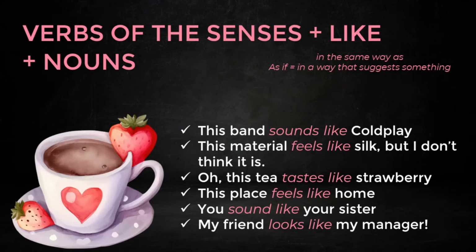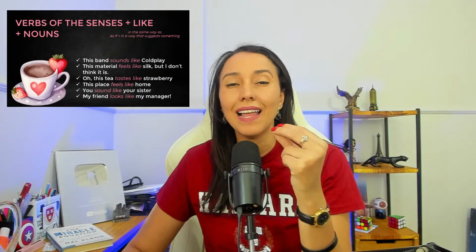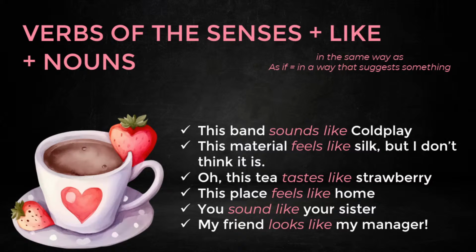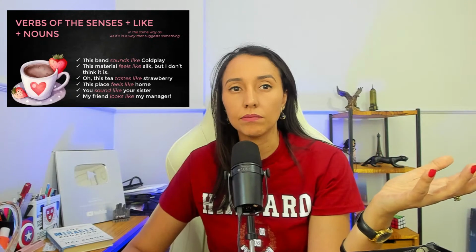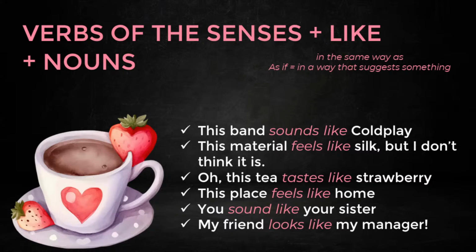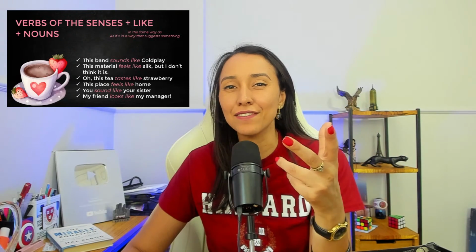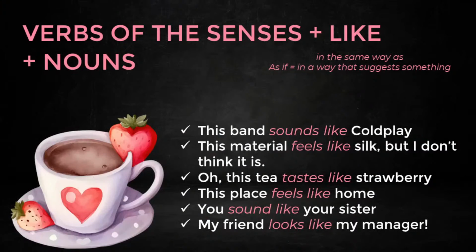Verbs of the senses plus like. The preposition like here is more like working as a conjunction, okay? Like in this case is going to have two possible translations. Like, in the same way as, or as if. As if, what is that supposed to mean? As if, in a certain way, in a way that suggests something.